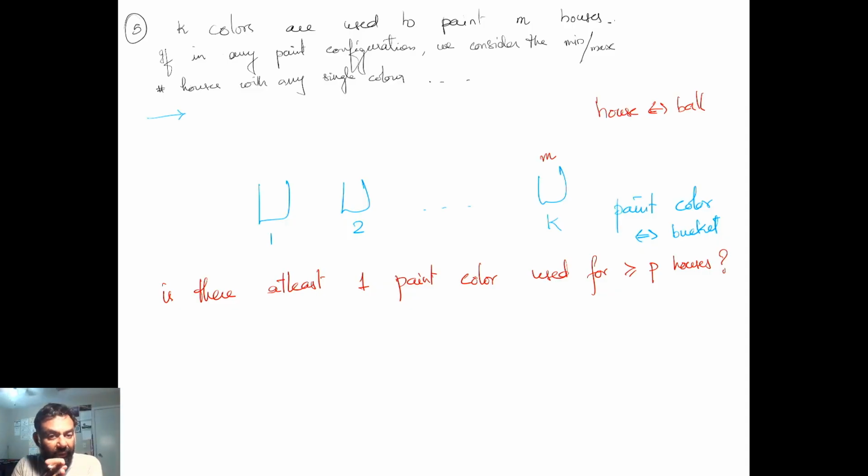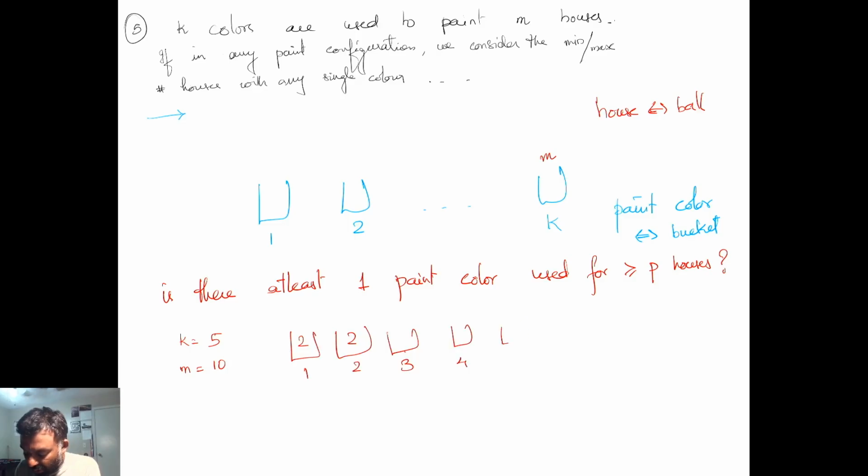And it's easy to say something like this, right? Suppose I equally divide. Let's take a simple example to show this case. Let's say k is equal to 5 and m is equal to 10. Then I can take all the 10 houses and equally distribute them so as to get two houses in each color, right? So color 1, 2, 3, 4 and 5, all of them will exactly have two houses each. Fair?